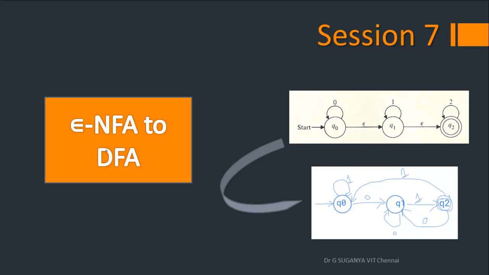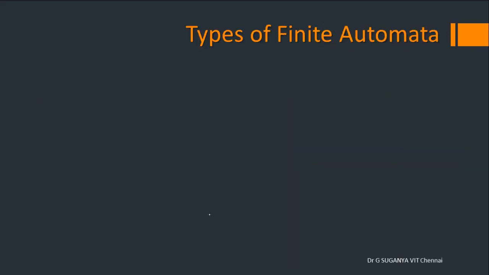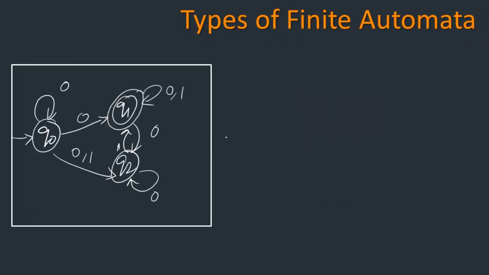Let's learn to convert epsilon NFA to DFA, thereby proving the equivalence between epsilon NFA and DFA. Before getting into the concept in detail, let's have a look at the various finite automata that are available in brief. This is one automaton which is shown here.